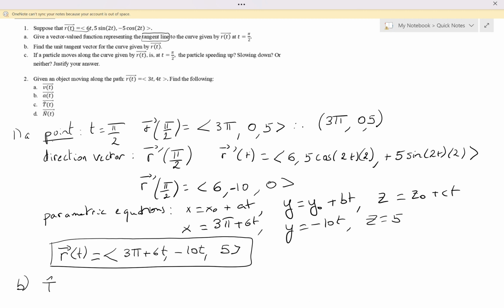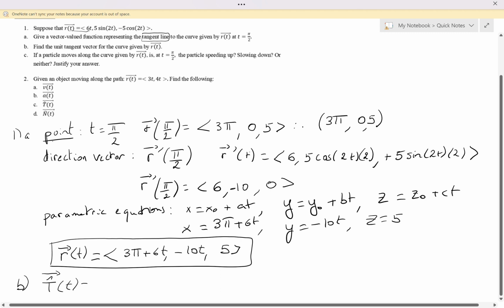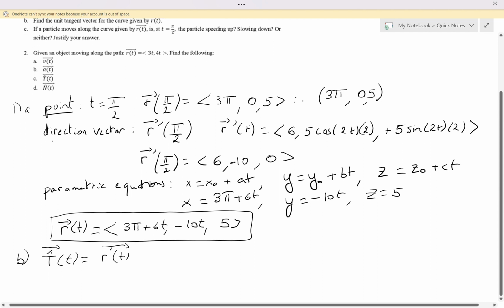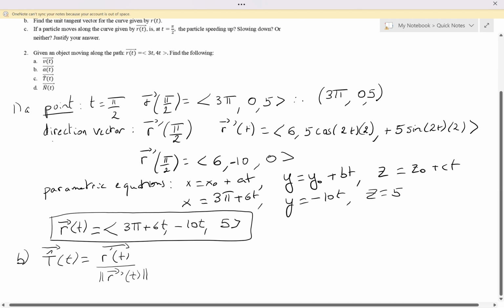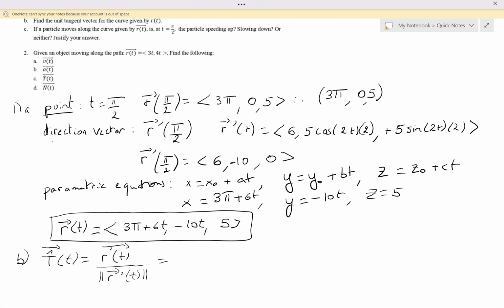So remember, this is the notation for the unit tangent vector at any time. It is defined by the derivative vector, and because it's unit, that means we divide by its magnitude. And so I already did the work here. The r prime, so I'm just going to combine the 5 and the 2 here, is the vector 6, 10 cosine 2t, and 10 sine 2t, over its magnitude, which is the square root of the sum of the squares of the components.